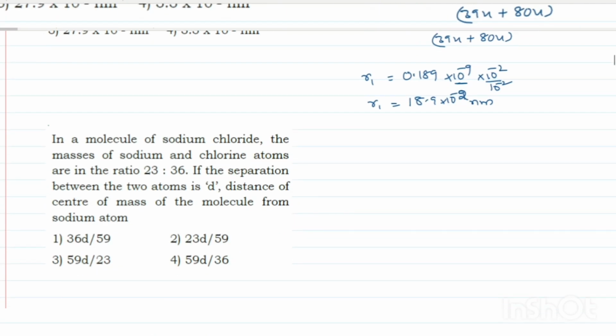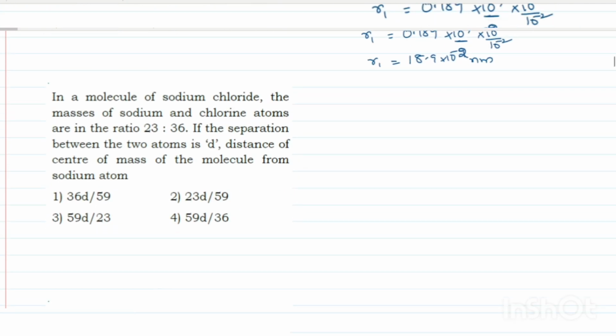Let us see the next question. The next question says, in a molecule of sodium chloride, the masses of sodium and chlorine are in the ratio of 23:36. If the separation between the two atoms is d, they are asking for the distance of the center of mass of the molecule from the sodium atom. Here you can take this as Na, and this as Cl.